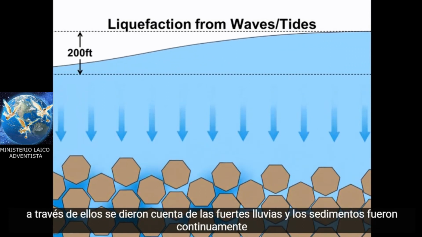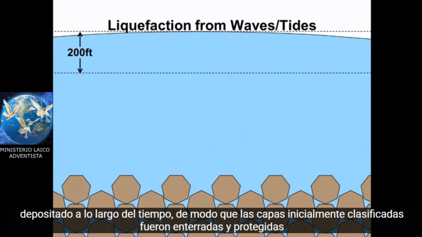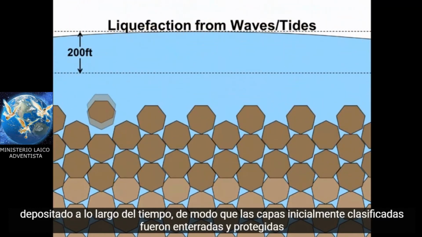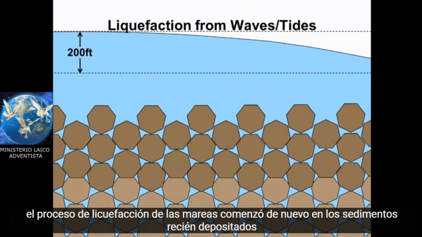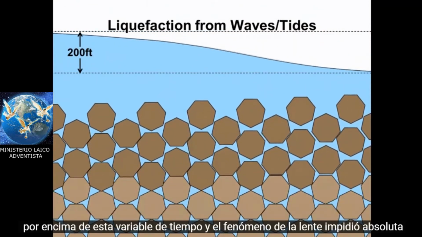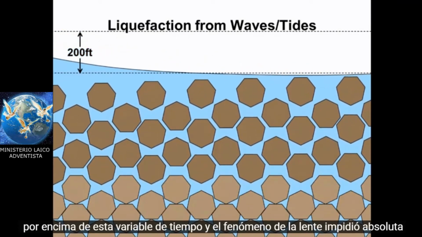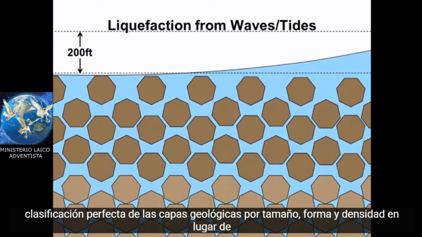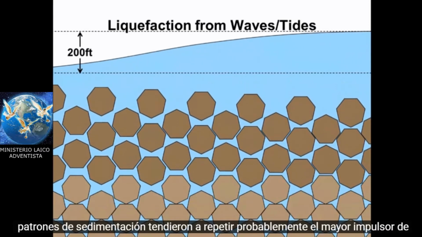Realize, too, that heavy rain and sediments were continuously deposited over time. So as initially sorted layers were buried and protected, the tidal liquefaction process began again on the newly deposited sediments above. This time variable and the phenomena of lensing prevented absolute perfect sorting of the geologic layers by size and shape and density. Rather, patterns of sedimentation tended to repeat.